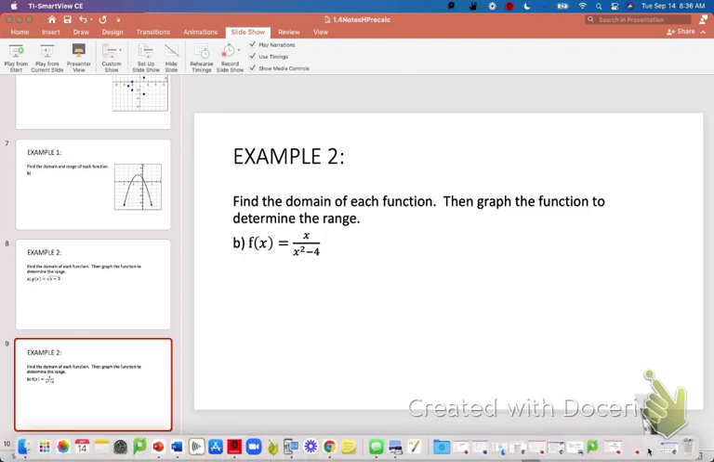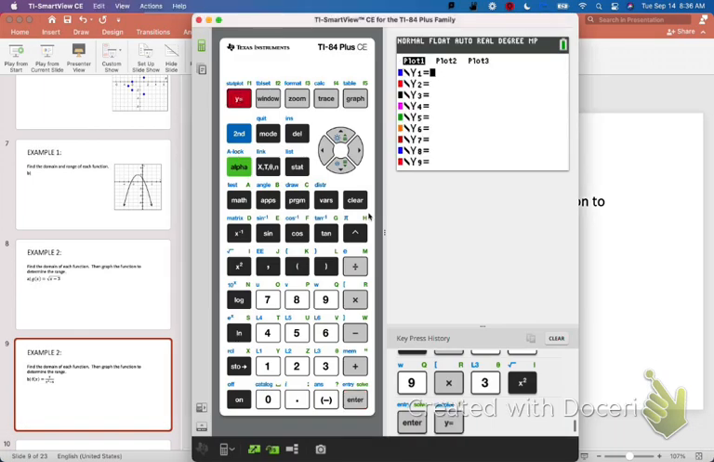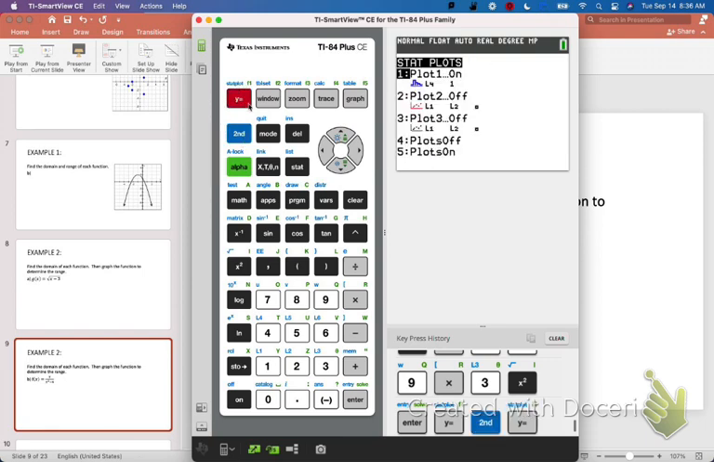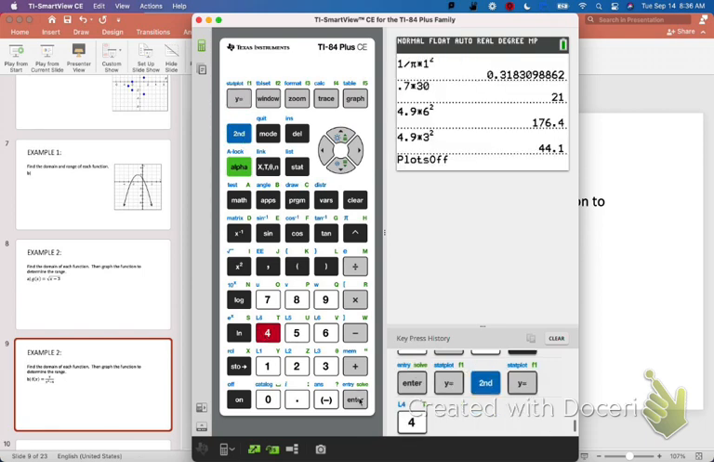The calculator's charging right now. Yeah, it just came in. Ooh, nice. It took so long. It was on back order. Turn my stat plots off.